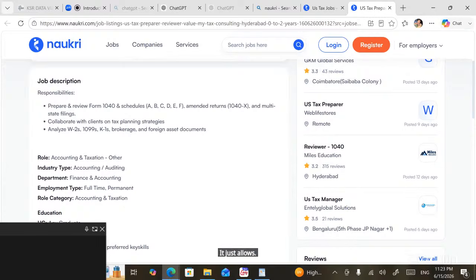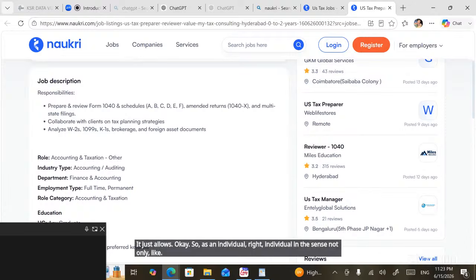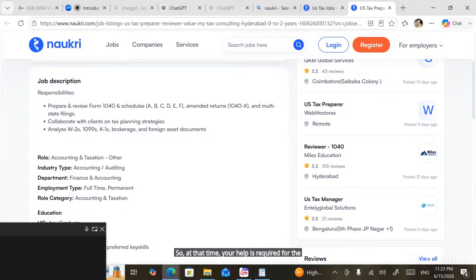So as an individual, right? Individual means not only your salary income. When you are buying a house or selling a house, we also need to showcase all those things in the tax filing, sir. So at that time, your help is required for the people. So obviously, we will have work.